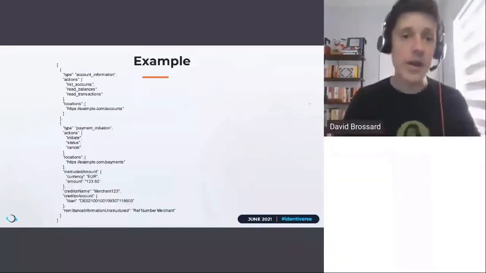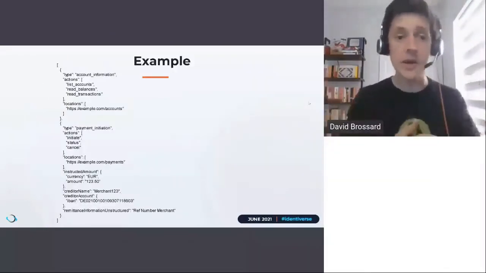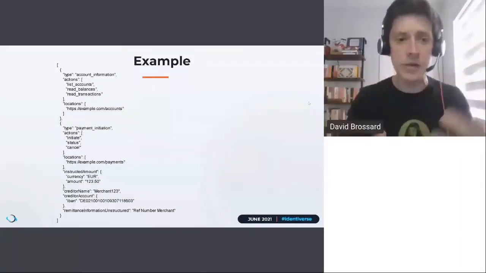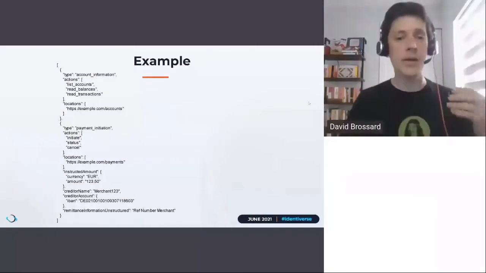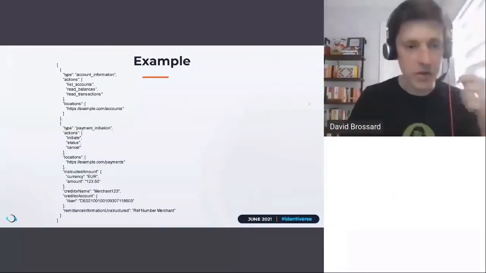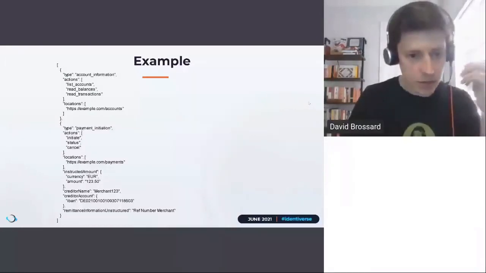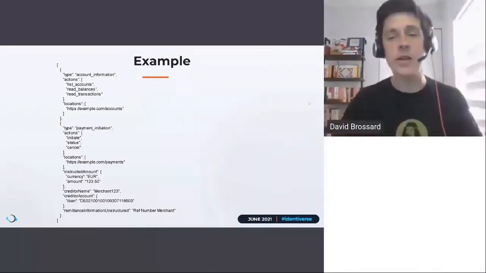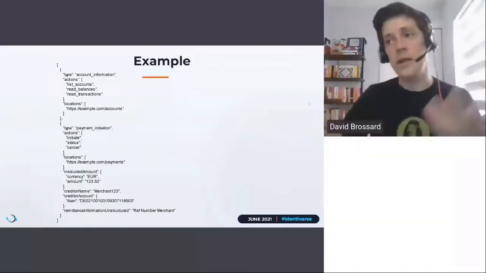This is what a sample request would look like. Essentially, it's very simple. It's a set of key value pairs. Sometimes there are arrays, but essentially key value pairs that describe the question that you want to ask. So here you're saying, I want to get account information. I want to be able to list accounts, read balances. I want to do initiate, status, cancel. I want to transfer 123 euros. So it's a lot of information that you're sending into your request to the IDP.